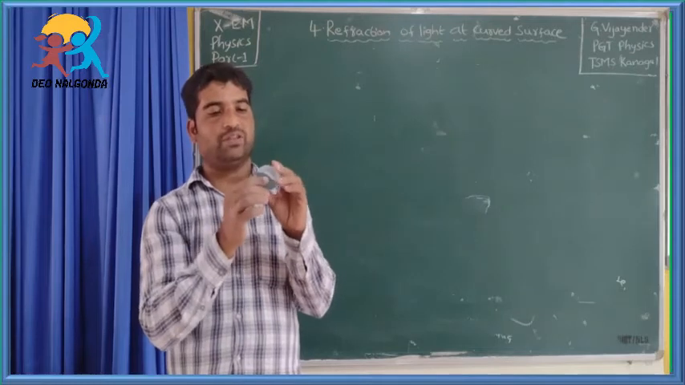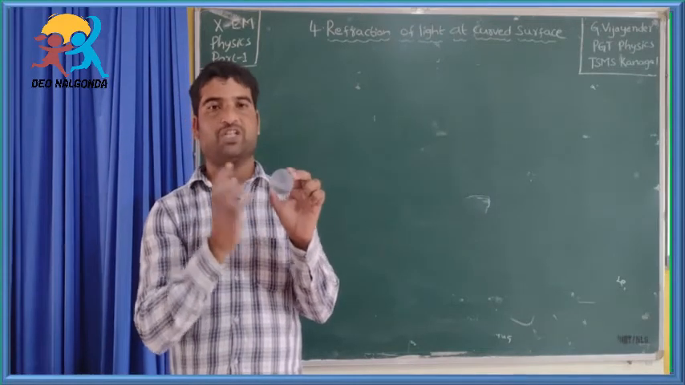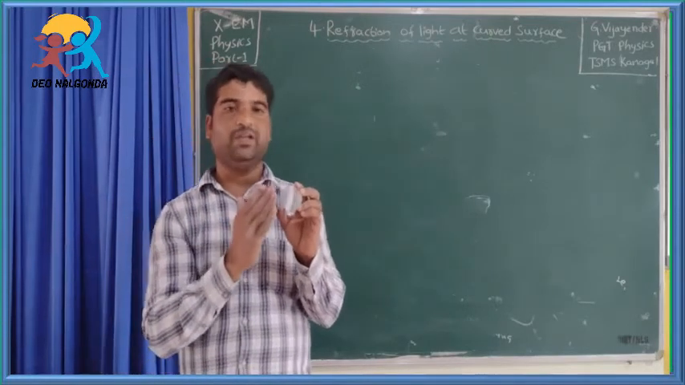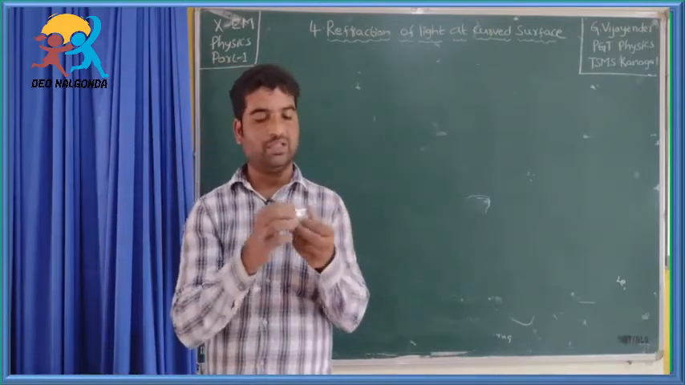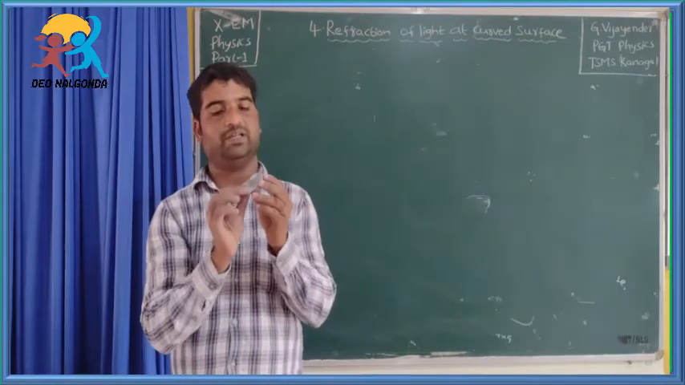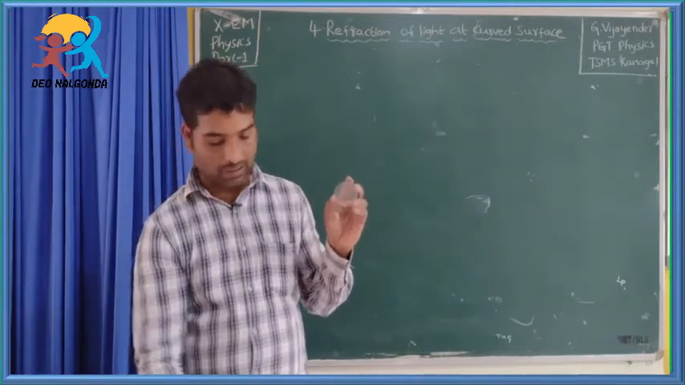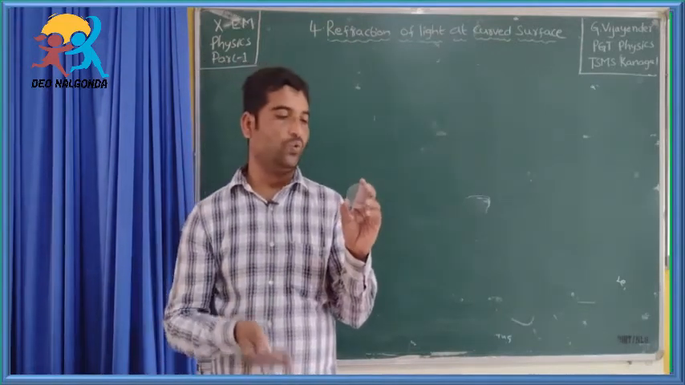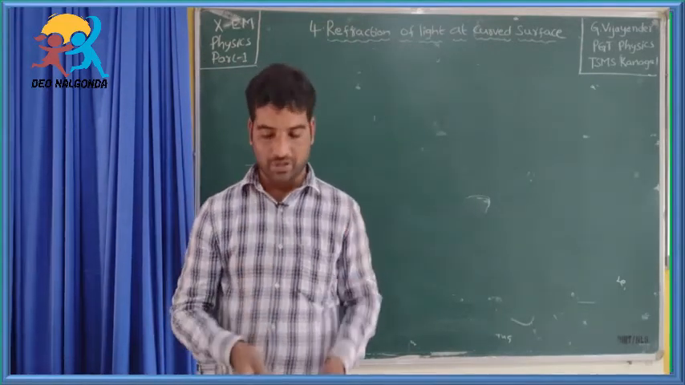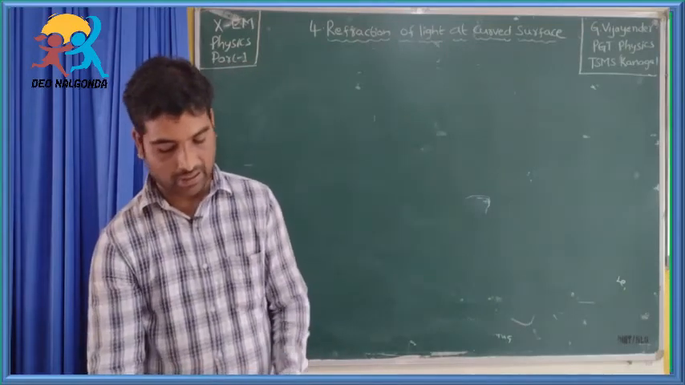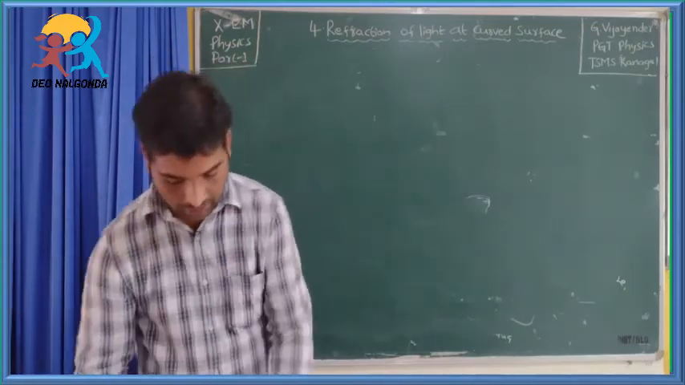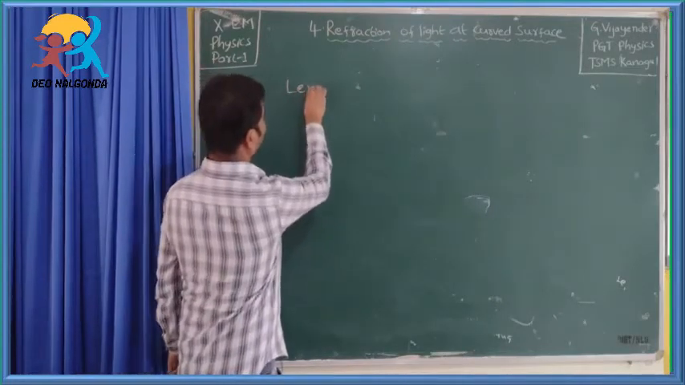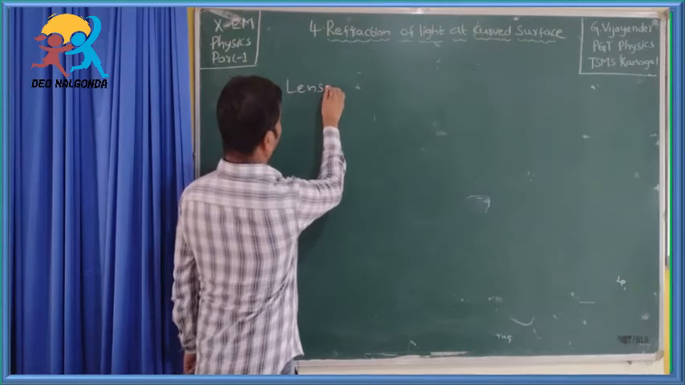Of these two surfaces, at least one surface must be a spherical surface. Means one may be a plane surface, but at least one of the two surfaces must be spherical. So a lens is a transparent medium which has at least one spherical surface. On the basis of the surfaces, lenses can be divided into different types.